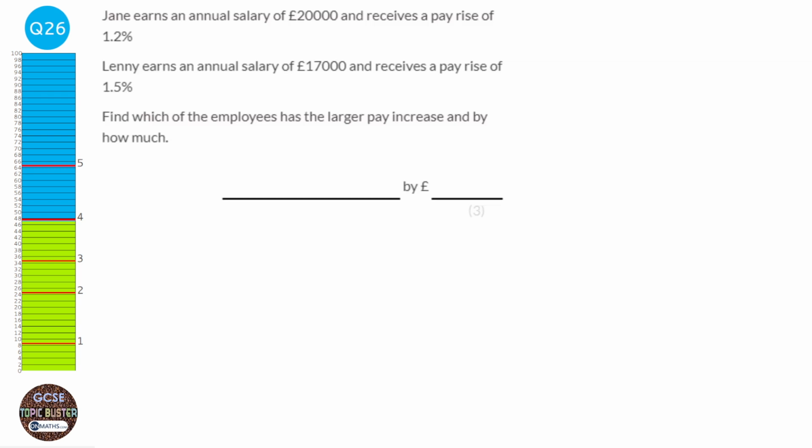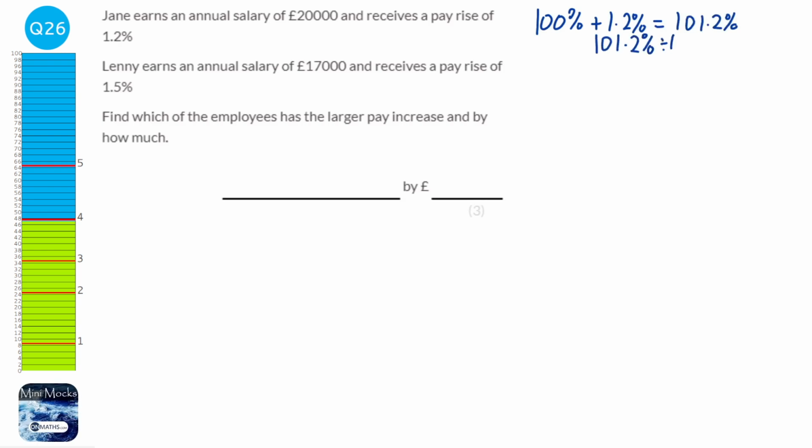So firstly, we're going to work out what the percentage increases are as a multiplier. So we start off with 100%. Jane has a 1.2% pay rise, and so that would be 100 and 1.2%, and we divide that by 100 to make it a multiplier. So the multiplier is 1.012. So we get the 20,000 times it by 1.012, and that gives us 240.